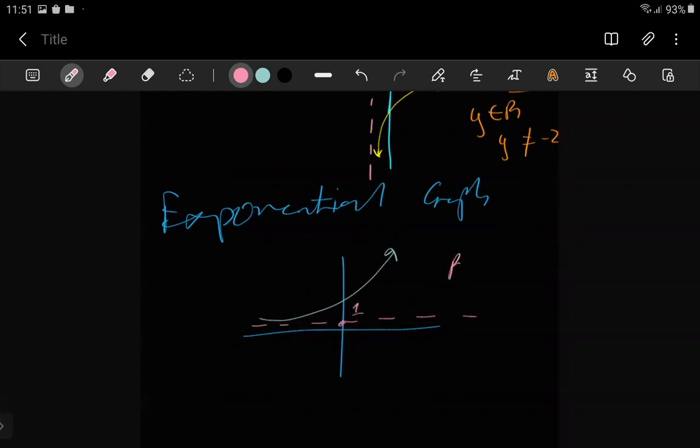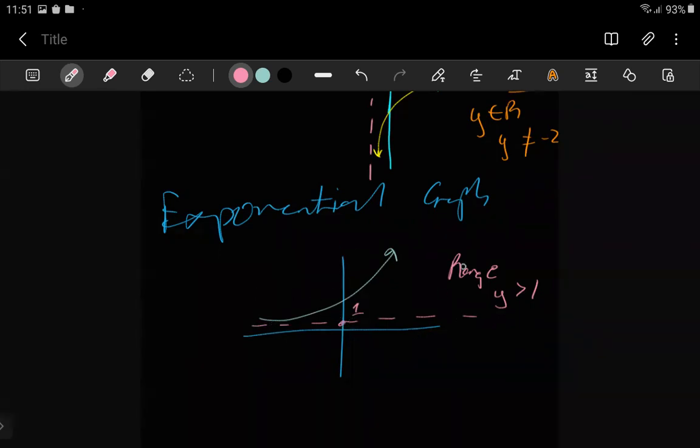The range, you can see that your picture is going from 1 upwards only, but it doesn't touch 1. So here you say your range, your y values, are just bigger than 1. You see, because you don't see it anywhere below 1. It's just everywhere above 1. That's where you see your picture.